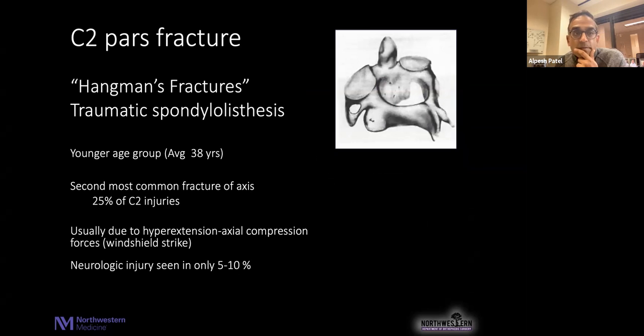Last thing to cover in the upper cervical spine, C2 fractures. You'll hear these called hangman's fractures.